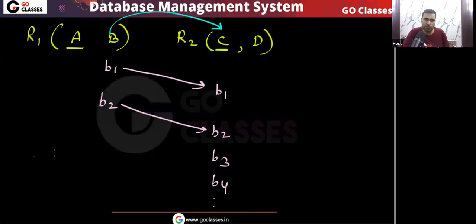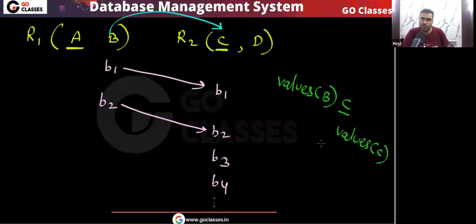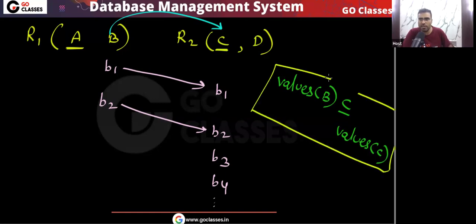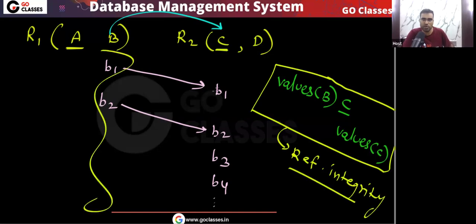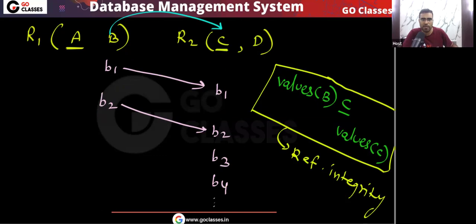Very simple point. What this means, remember, I can say that values that are in B must be a subset of values that are in C. This is referential integrity. Yes or no? Values that are in B must be a subset of values that are in C. That every value in this column should also be present here. But remember, here you can have something extra.